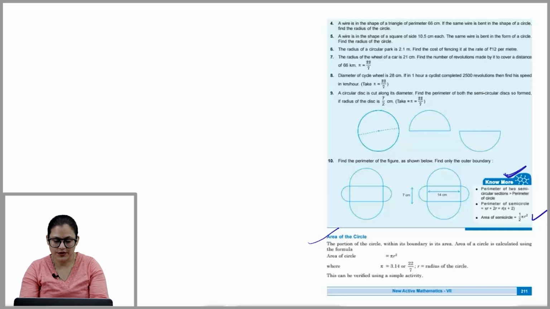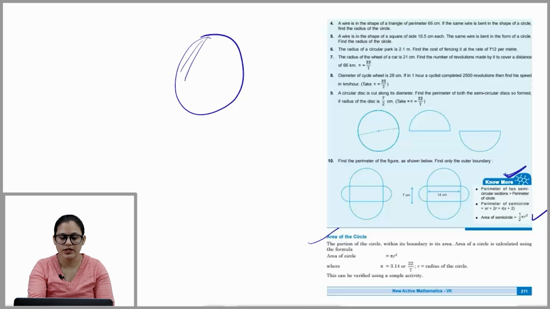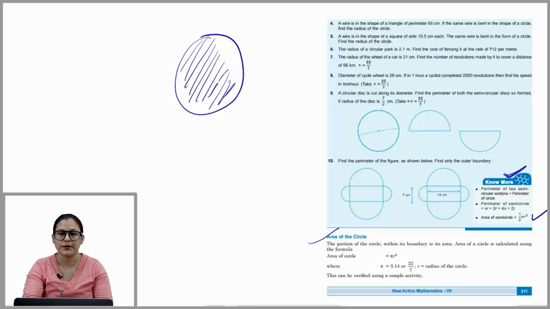Now area of a circle: the portion of the circle within its boundary is its area. The area which is within the boundary, this is the area. The area of a circle is calculated using the formula pi r square. You know the value of pi, either 3.14 or we use 22/7, right? This can be verified using a simple activity.